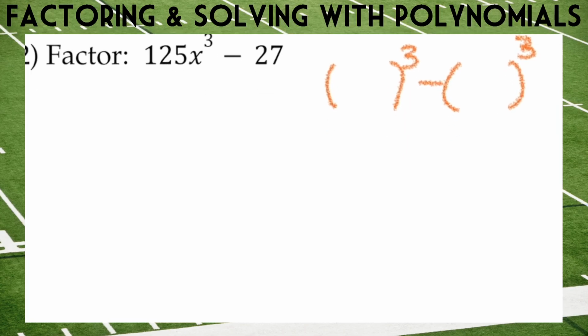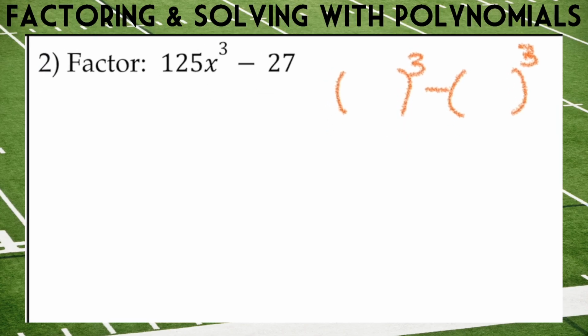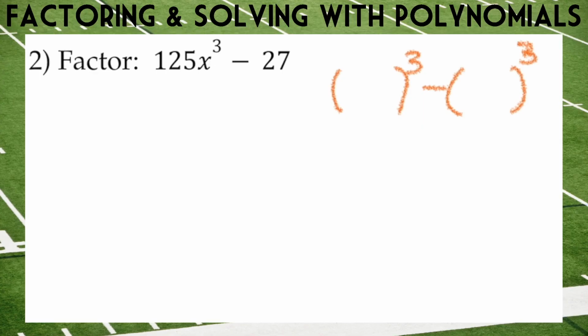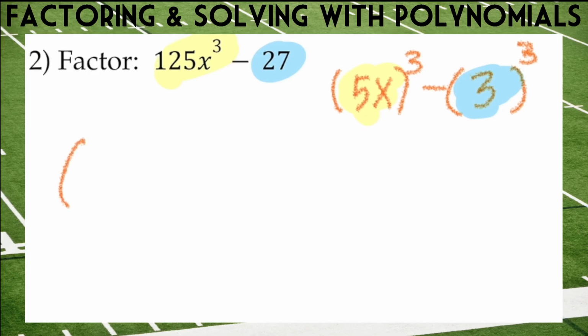The first thing you want to do when you're factoring a sum or difference of two cubes is identify what exactly is being cubed to create each part of the problem. So what's being cubed to make the first part, 125x cubed? That would be 5x. And then what's being cubed to make 27? That would be 3.